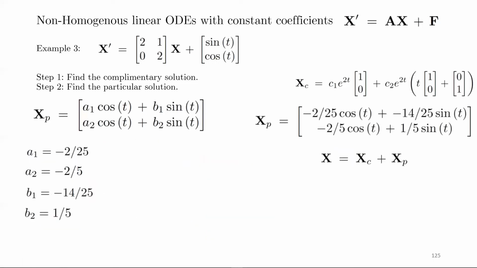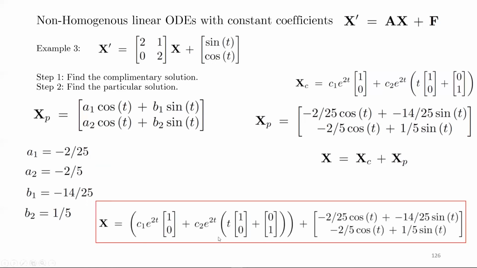And I can use those in xp, my test particular solution, just substituting in the numbers a1, b1, a2 and b2. And of course my general solution to this system of non-homogeneous linear ODEs is just the sum of the complementary solution in brackets here and the particular solution.